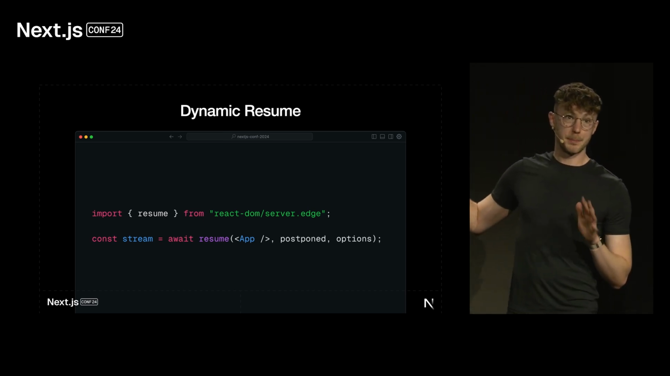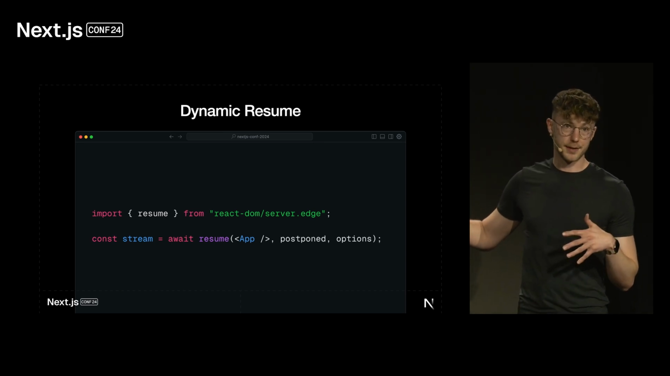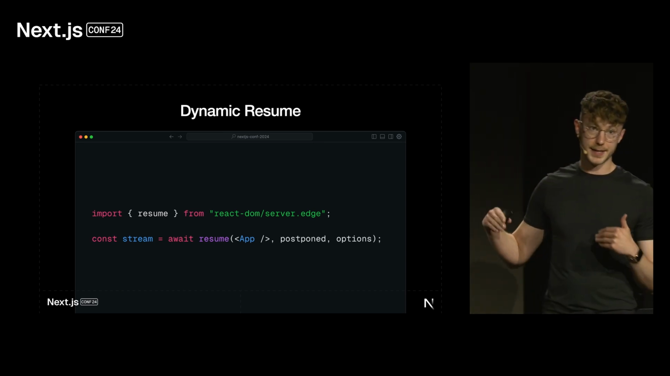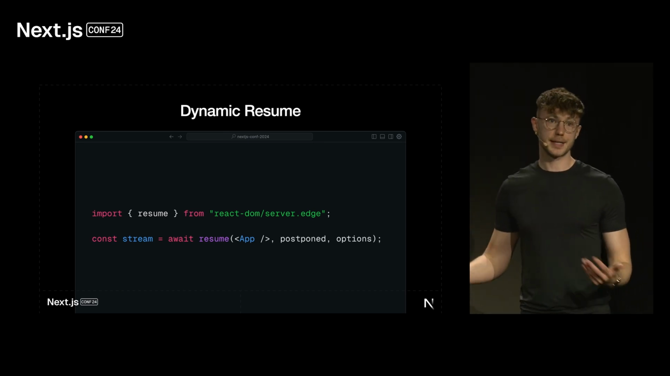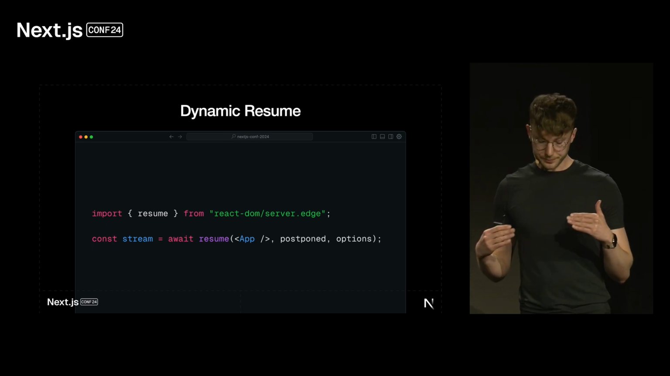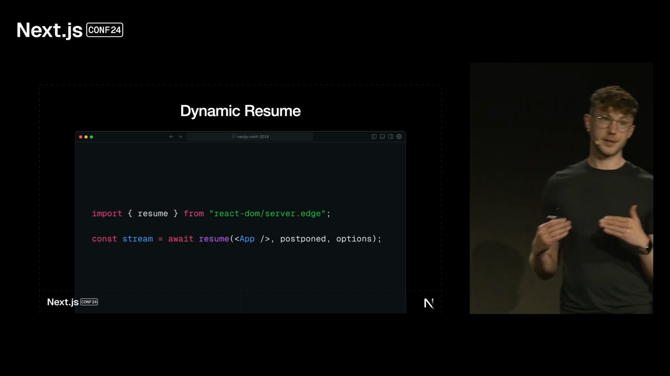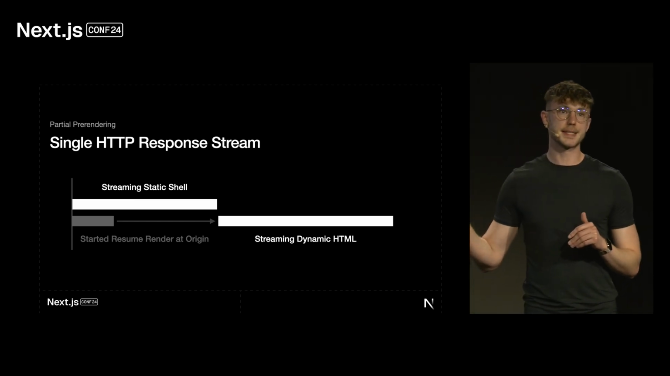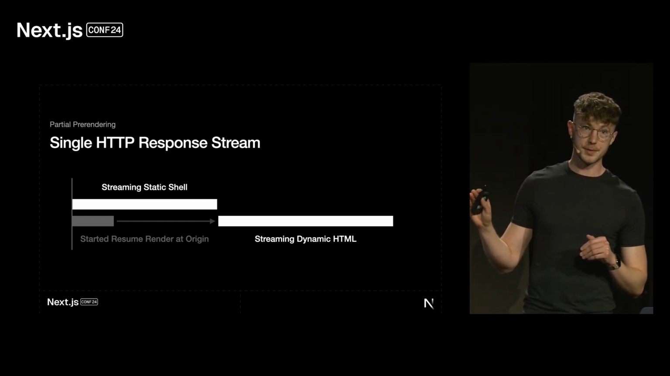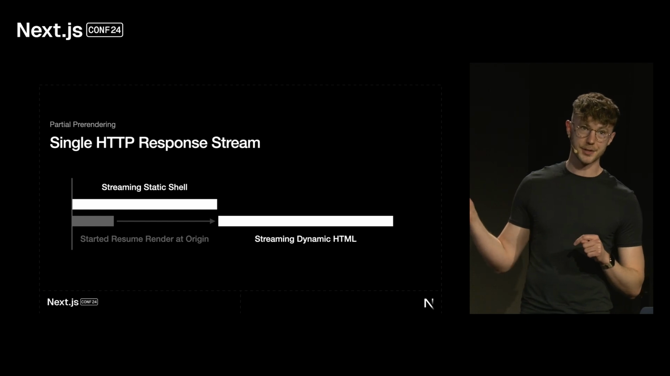React uses the postpone state as a reference to understand what's in the shell, so it only needs to send the diff of the static parts. This resume API creates a stream that we could attach to the end of the static shell that's being streamed out at the same time. But the timing of this is critical, because it means that at the same time we've started to serve the static shell to users, we're also kicking off the dynamic invocation at the origin, saving precious milliseconds.